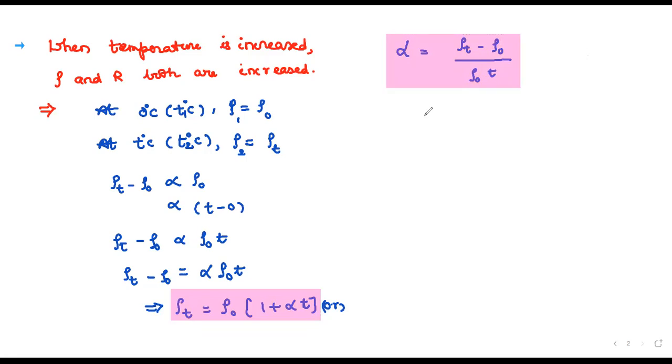These two equations we use. And here, what is alpha? We have to say what alpha is. Where alpha is the temperature coefficient of resistivity. This is one equation.